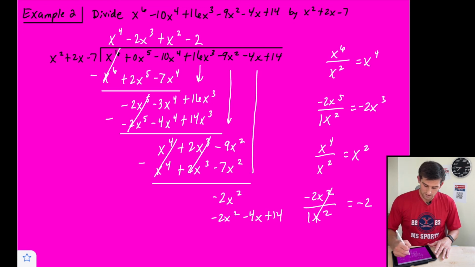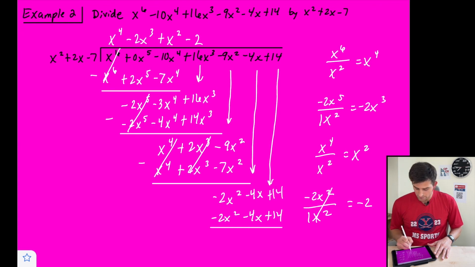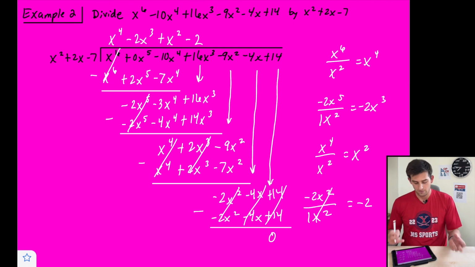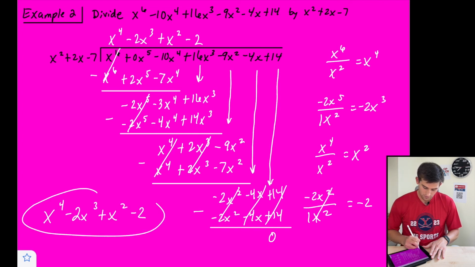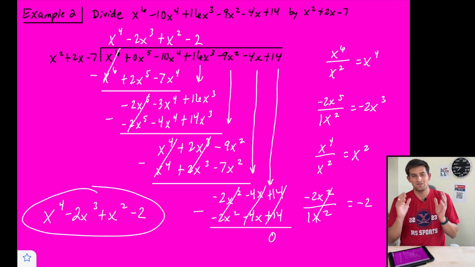So now to subtract here, we're actually going to have to bring down both our linear term and our constant term. But now notice what happens. We go to subtract, our negative 2x squareds cancel, our negative 4x's cancel, and our 14's cancel, and we're left with a remainder of 0. So this will actually divide evenly, and so our answer would just be x to the 4th minus 2x cubed plus x squared minus 2, and there would be no remainder, okay? And so that is an example of how you can use long division to divide polynomials. One example with a remainder and one example without.